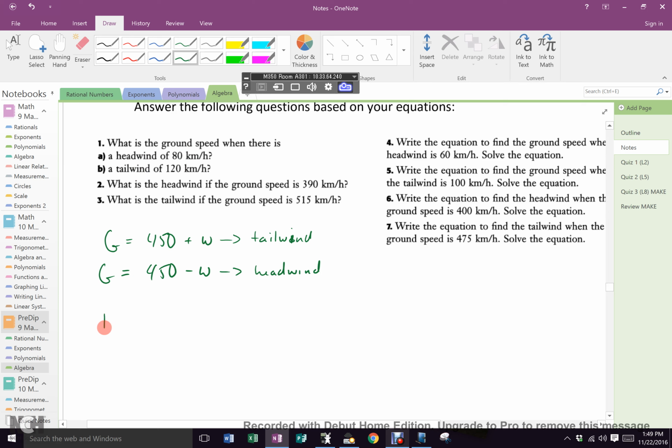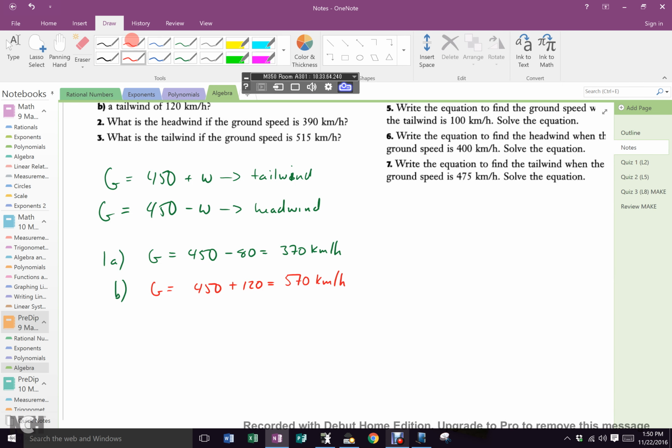So A and B are super easy, aren't they? What are they? It's G equals 450 minus W, or minus 80, which is 370. And what's the other one? It's G equals 450 plus W, or plus 120, which is 570. Everybody can do that, yeah?